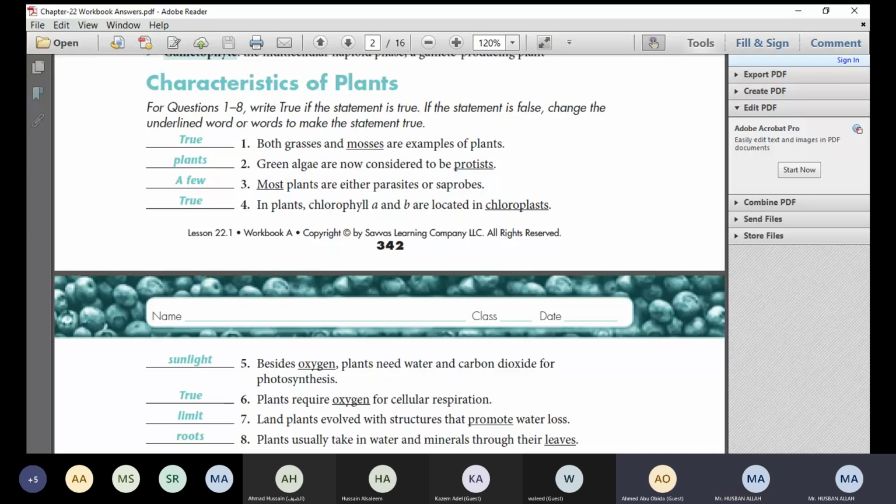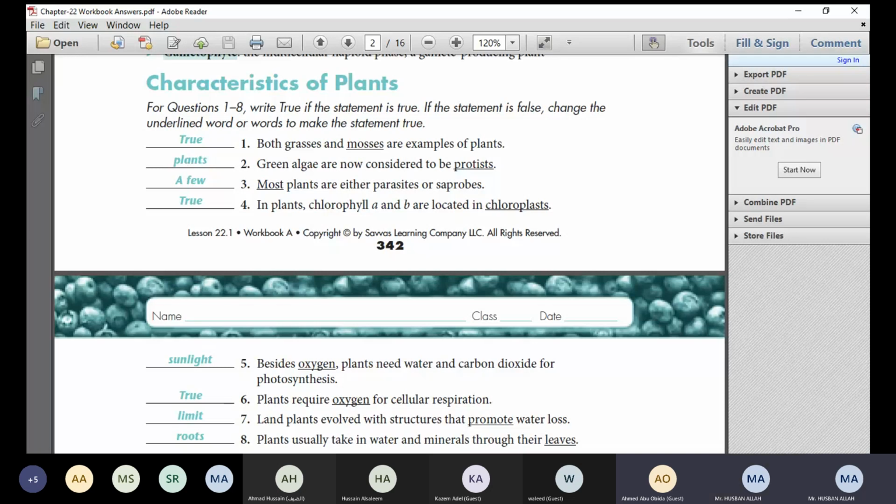Question 1, both grasses and mosses are examples of plants, so that is absolutely fine. That's true. 2, green algae are now considered to be protists. No, green algae are not considered protists. Now they are considered to be plants. Why? We have a few reasons. The first reason, they perform the process of photosynthesis. The second reason, some of their ancestors belonged to plants. And the third and most important reason, if you study their genome, their DNA, they have more resemblance with plants as compared to protists.